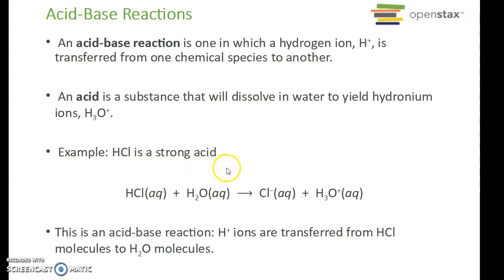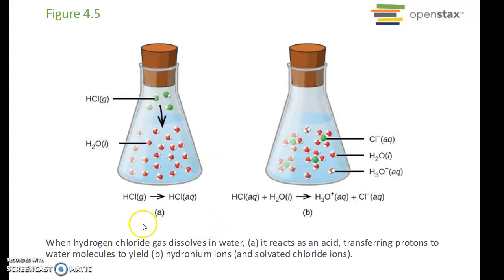Hydrochloric acid is a strong acid, so when HCl is put into water, it forms the chloride ion and this hydronium ion. This acid-base reaction occurs when the H+ is transferred from HCl molecules to the water molecule. When hydrogen chloride gas dissolves in water, it reacts with the water, transferring protons to the water molecules to yield the hydronium ions and the solvated chloride ions. Okay, just what we have right here.